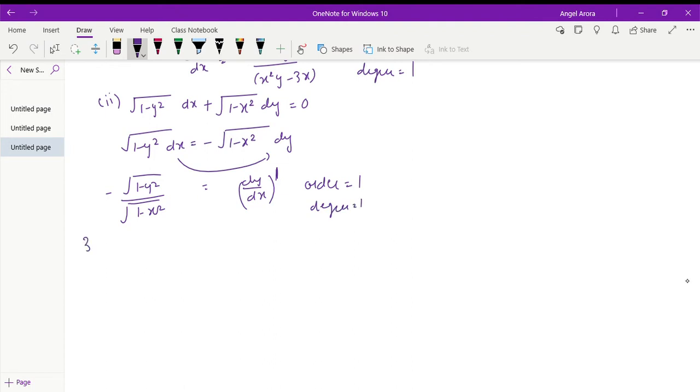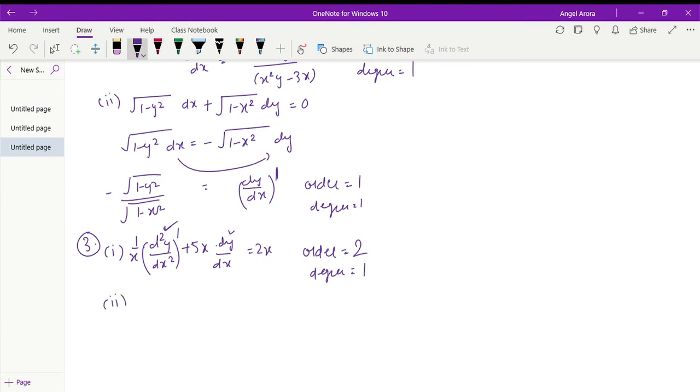Third question, first part: 1 upon x d square y dx square plus 5x dy upon dx is equal to 2x. So in this case, there is a second order derivative and a first order derivative, so the highest order derivative is of second order, so the order will be 2, and the degree will be 1 because we will imply that the power is 1.